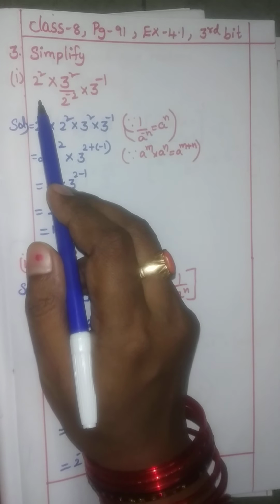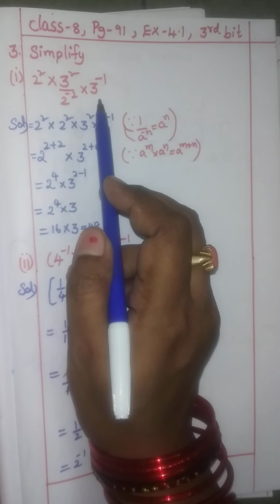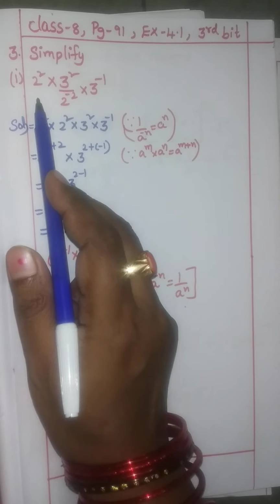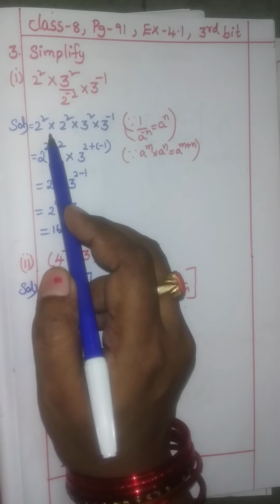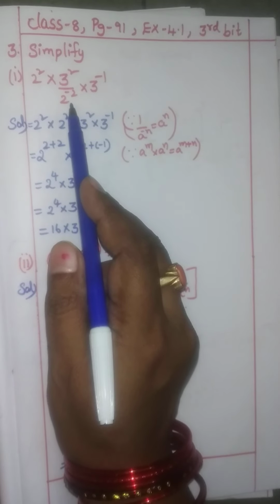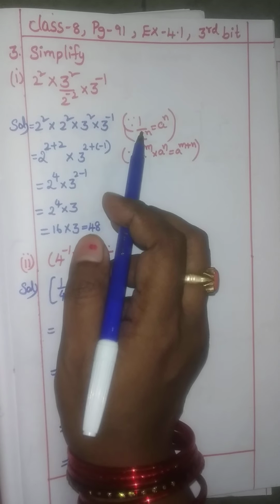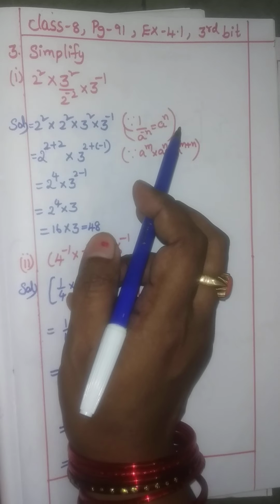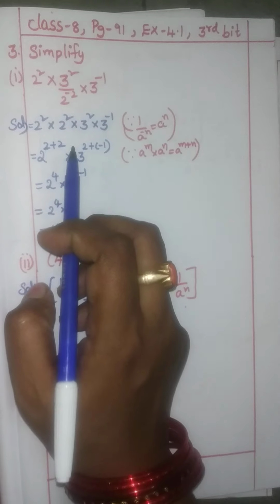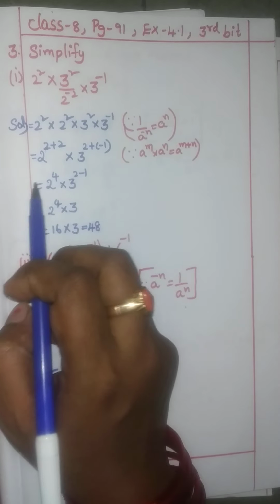Let us simplify 2 square into 3 power of 2 by 2 power of minus 2 into 3 power of minus 1. See here, 2 square we should write as it is. What is the next number? 3 square. 2 power of minus 2, 1 by 2 power of minus 2. We can use the formula 1 by a power of minus n equals a power of n. So here 1 by 2 power of minus 2 we can write as 2 square into 3 square into 3 power of minus 1 as it is.